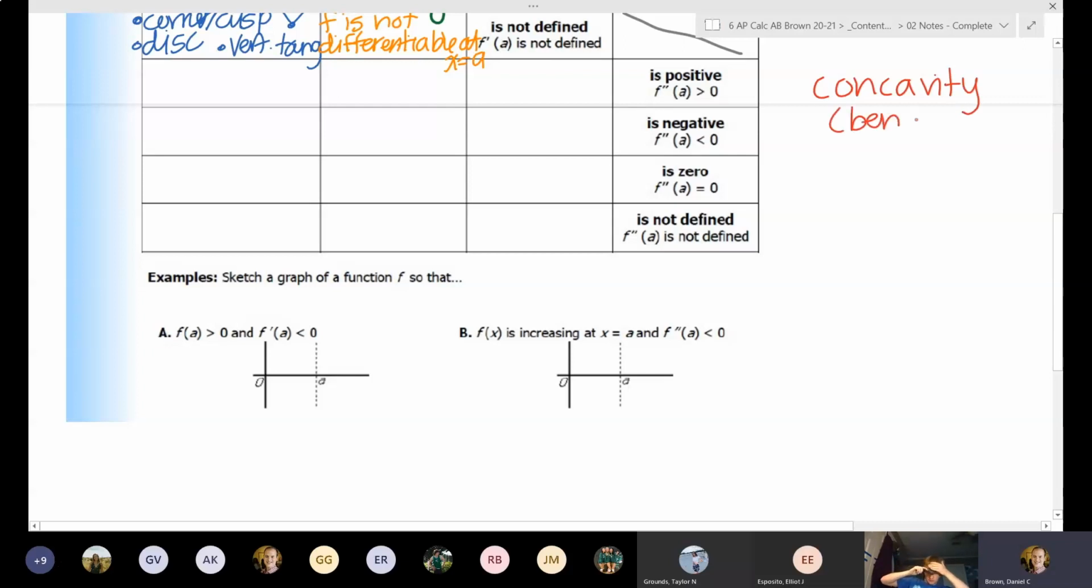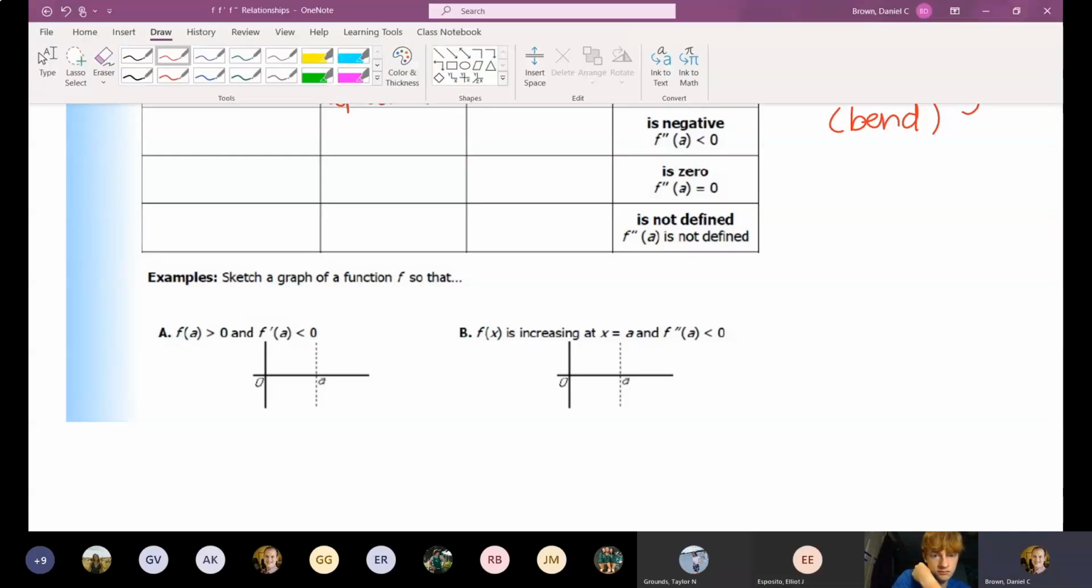I think of concavity as how a graph is bending. So the way we're going to think about this: if f double prime is positive, so this is the second derivative, when the second derivative is positive, then f is concave up at A.